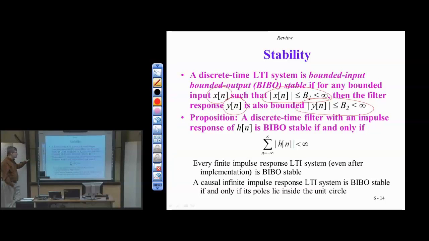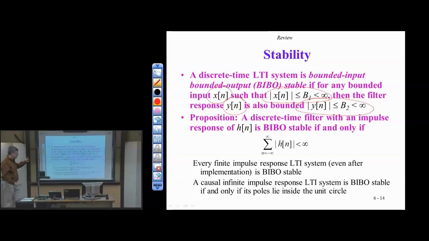Right. Now it turns out this is nice because this actually comes out of the convolution property for discrete time LTI systems. I'll have a derivation in just a second for that. Here's the proposition, which I'll derive using the overhead document camera. A discrete time filter, or more specifically, an LTI system with an impulse response of h of n is BIBO stable if and only if the impulse response in absolute value sums to a finite number.